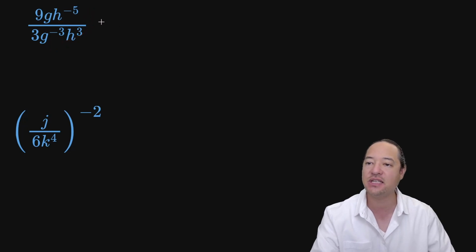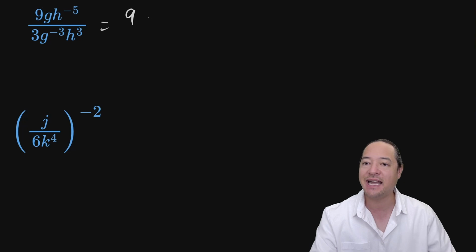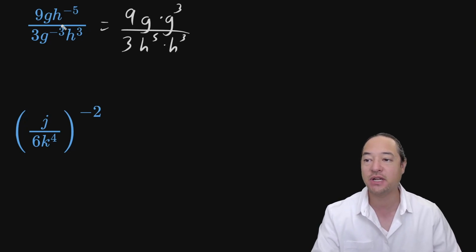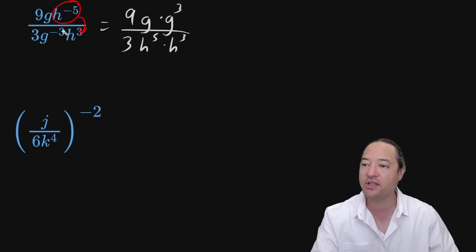So that's what we're going to do, right? We're going to say that this is equal to... well, okay, I'll just do that first. So this is 9g, and then we'll get this g on top, g cubed, over 3. Got rid of that. We'll bring this h to the 5th now. So that's h to the 5th times h cubed. Okay, see what I did there? So I took the negative exponents and I flipped them to the other side of the fraction.